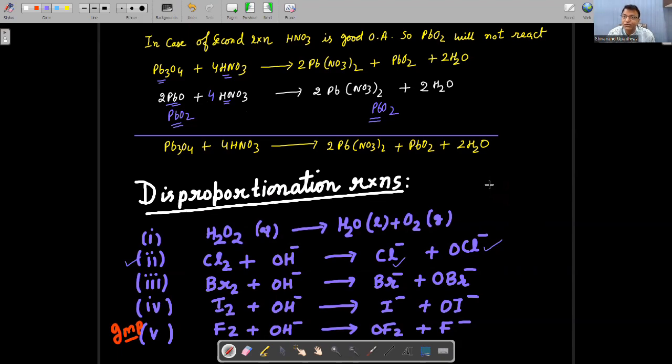Hypochlorous acid, hypochlorite ion. In the same way we can say it for Br2, I2. But this is important, again, it is mentioned in NCERT. Fluorine is a very good oxidizing agent.